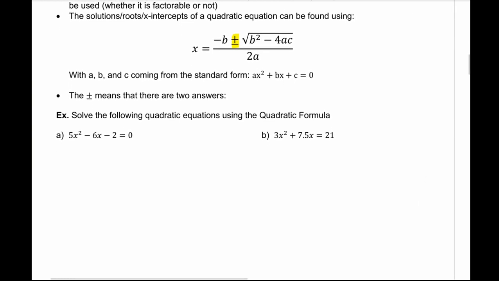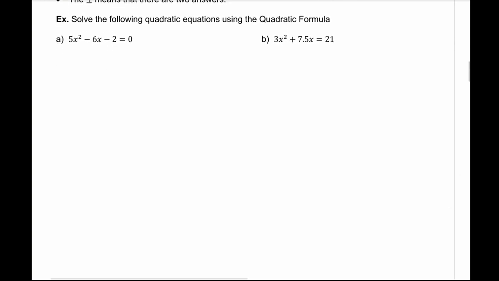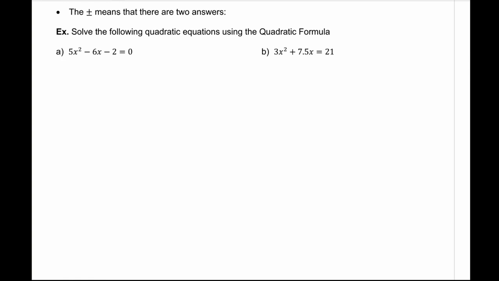So let's go through solving each quadratic equation using the quadratic formula. So we only have two examples here, but they are going to be slightly different. In A, we can see that it's already in standard form. So it's helpful to just label our A, B, and C values. So we get x equals negative b plus or minus the square root of b squared minus 4ac, all divided by 2a.